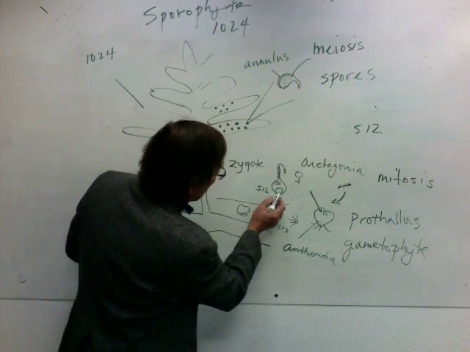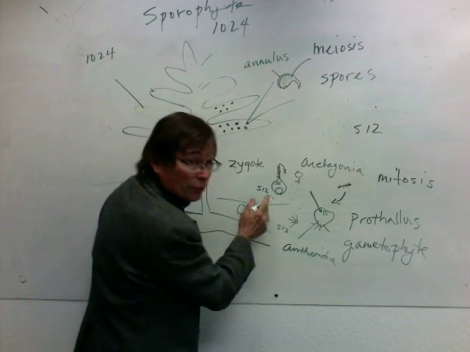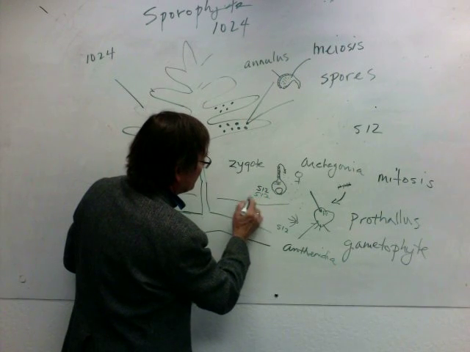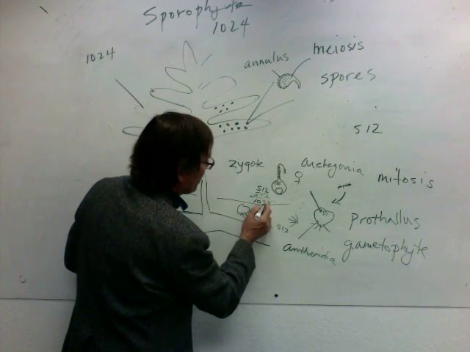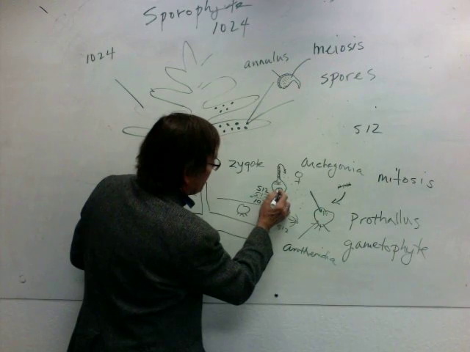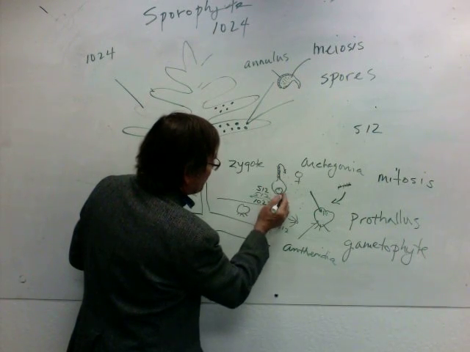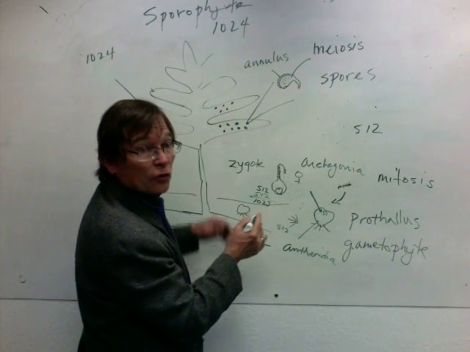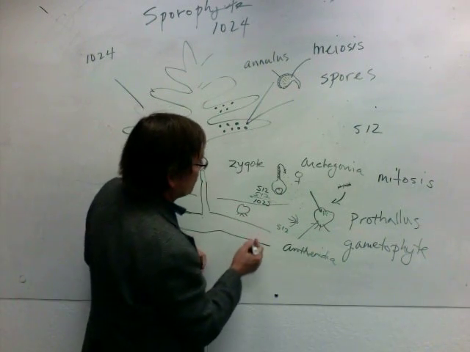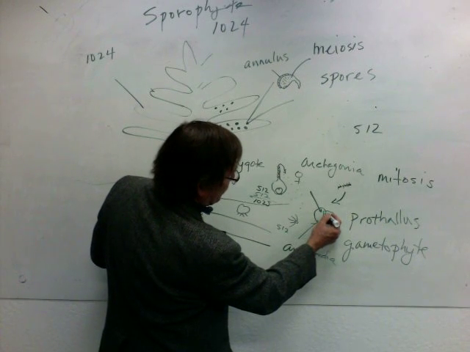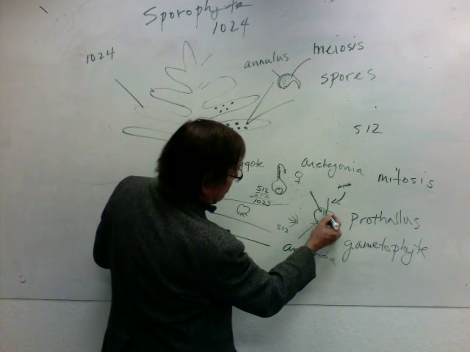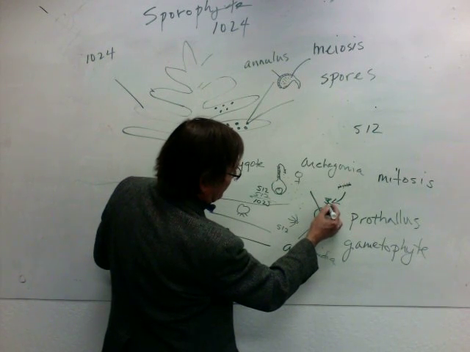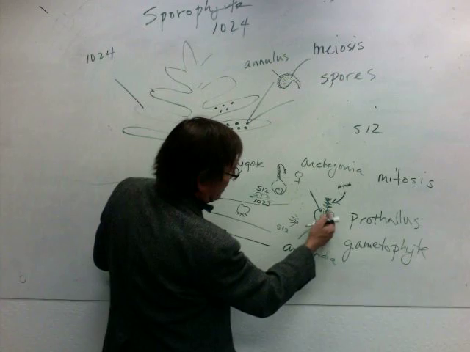In any case, so now we have the restoration of the diploid number. Okay, 512, 512, 1024. So this is the first cell in the life of the new fern plant. Okay, it begins to grow up from that zygote, which is housed in the archegonium.